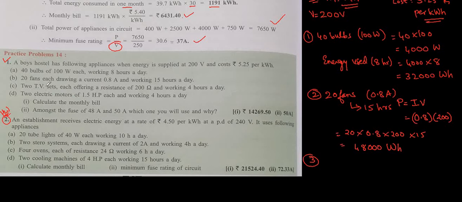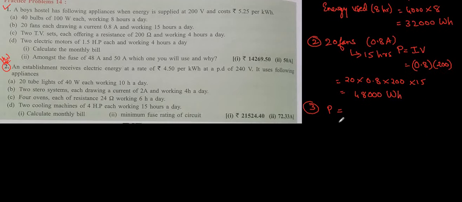Let us move on to the third one. Third one says 2 TV sets each offering a resistance of 200 ohm. So P is equal to V square upon R. So it is 200 multiplied by 200 and R is 200. For how many days is it going to work?